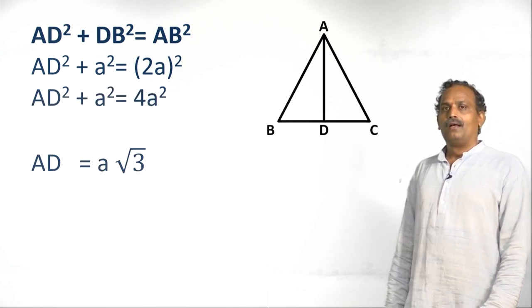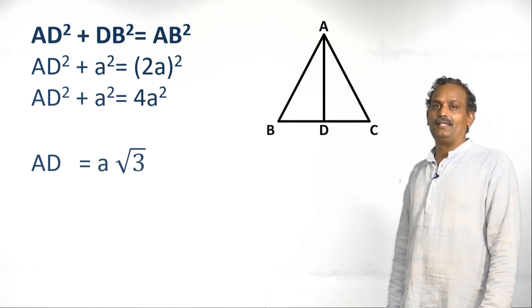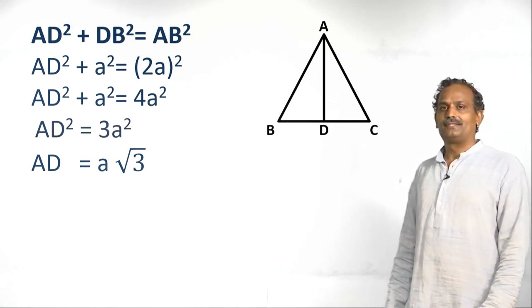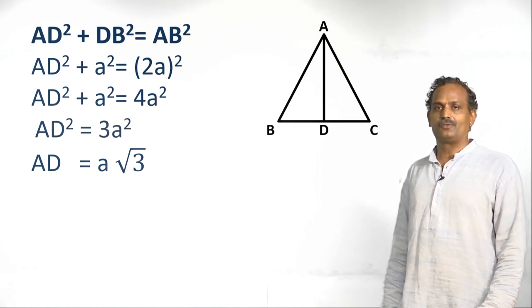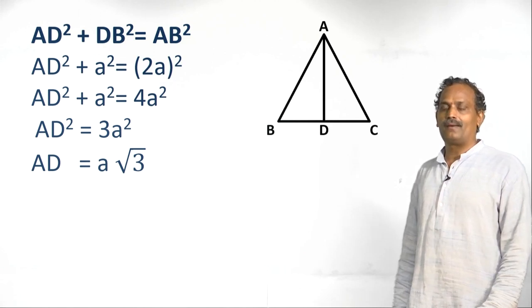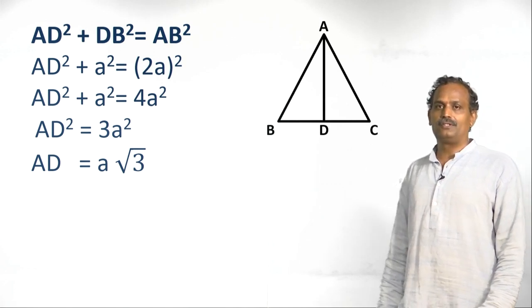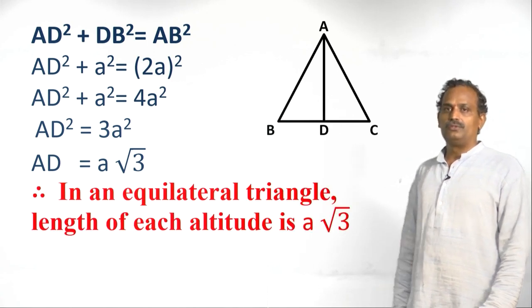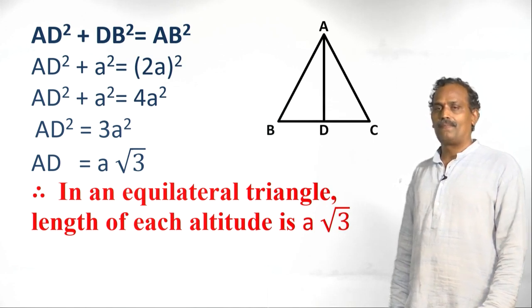Now, let us simplify it. AD square plus a square is equal to 4a square. Let us send a square to the right side, thereby AD square is equal to 3a square, because 4a square minus a square becomes 3a square. On simplification, AD is nothing but a root 3. So, the altitude of an equilateral triangle of side 2a is a root 3.